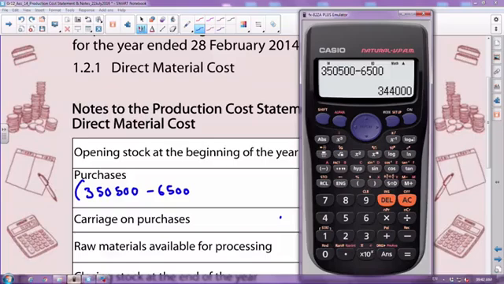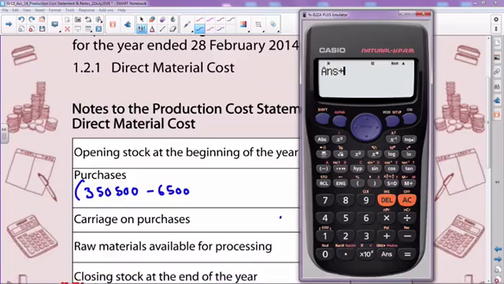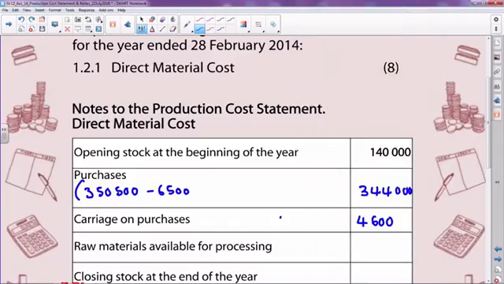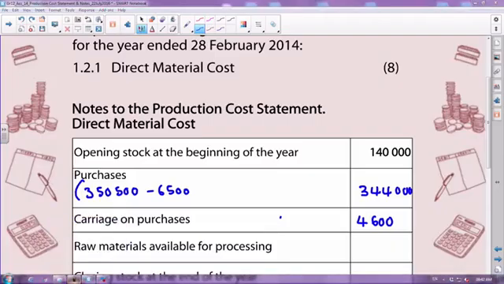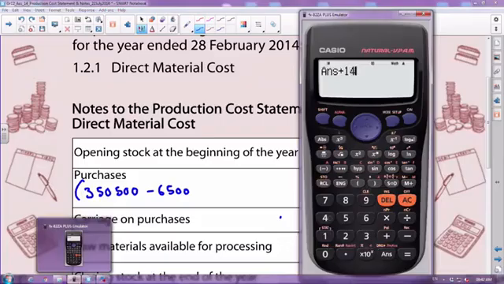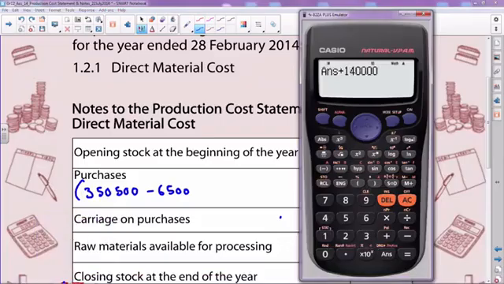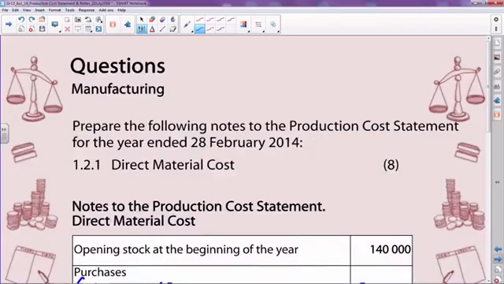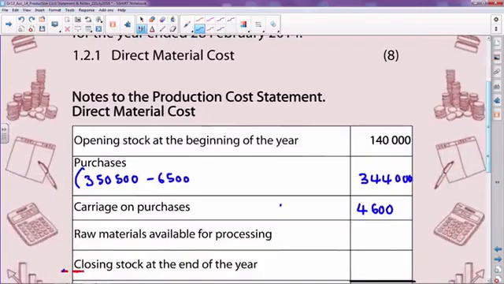Take your 344,000, add, you had a figure of, let's see, what was our figure? Our figure was 140,000, therefore, add your 140,000 to that, and that will give you two components, which is 484,000. We then add our carriage on purchases, and remember, our carriage on purchases was an amount of 4,600. So therefore, we add the 4,600 as well.